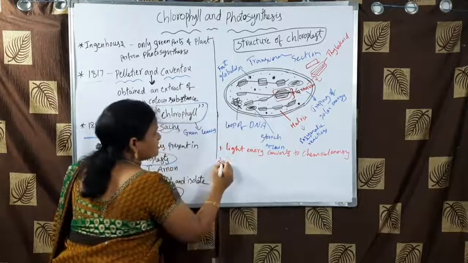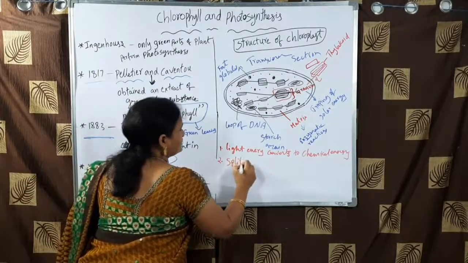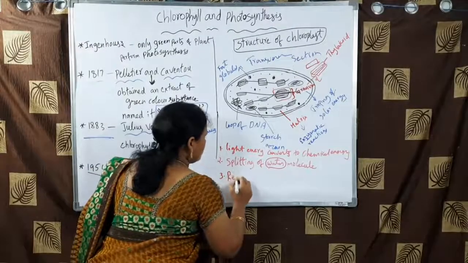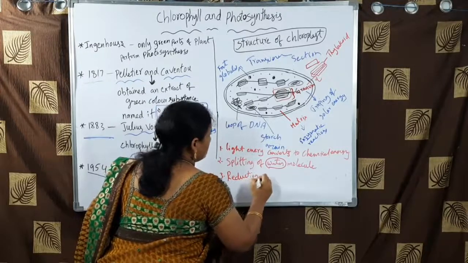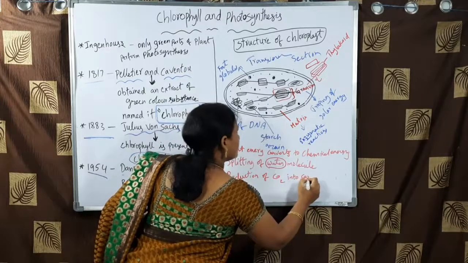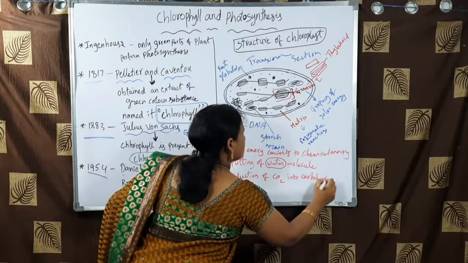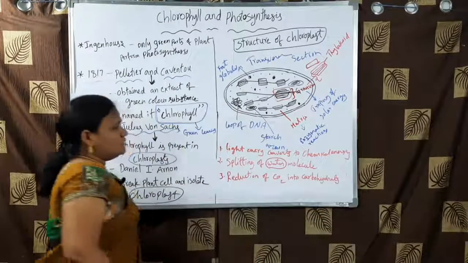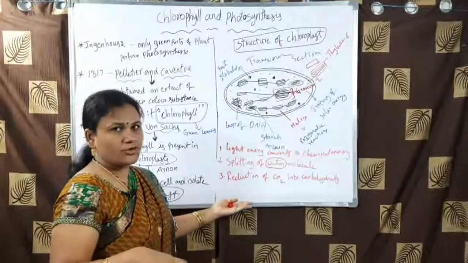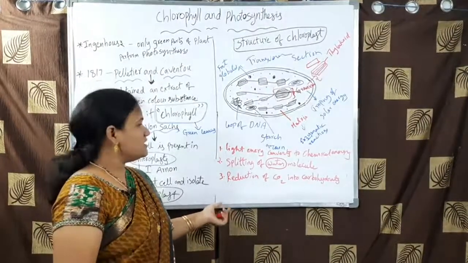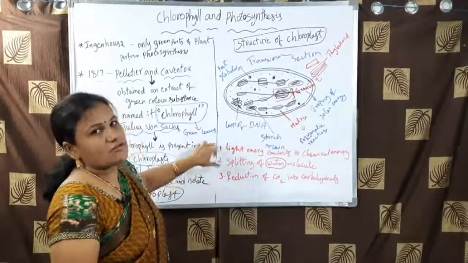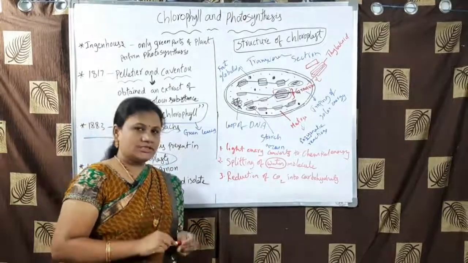And the second step is splitting of the water molecule. And the third one is reduction of carbon dioxide into carbohydrates. In brief, this is the complete photosynthesis process. That means these are the main three important functions carried out by the chloroplast.